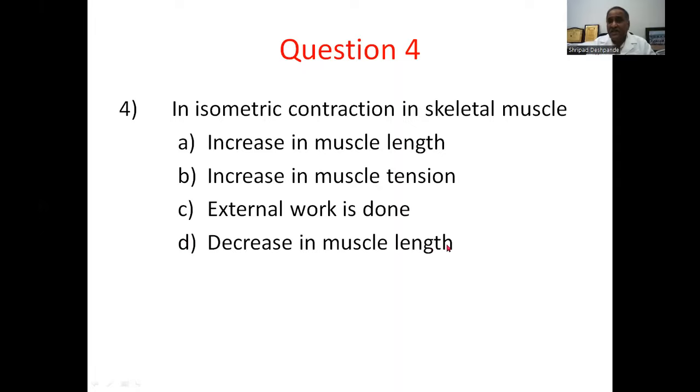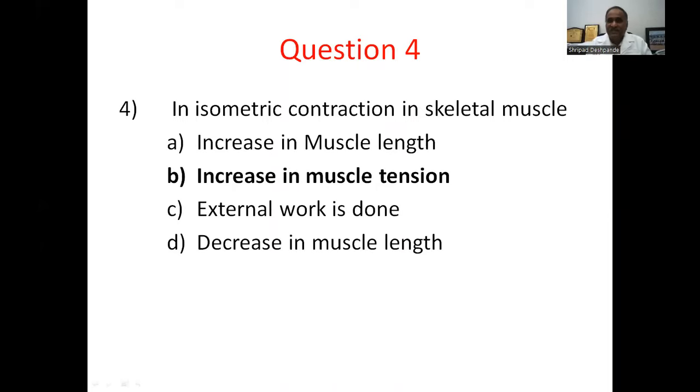Then option D is a decrease in muscle length. In isometric contraction, the muscle length between the two ends does not alter. It remains constant. That is why it is called isometric. So when the muscle contracts, though the sarcomere length reduces, it contracts at the cost of the series elastic component. Hence, it develops a tension. So option B is the correct response. This is the isometric increase in the muscle tension. So increase in the muscle tension is the correct response. I have already explained all the other parameters.